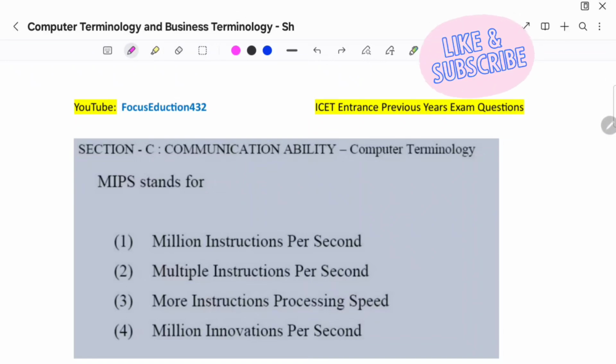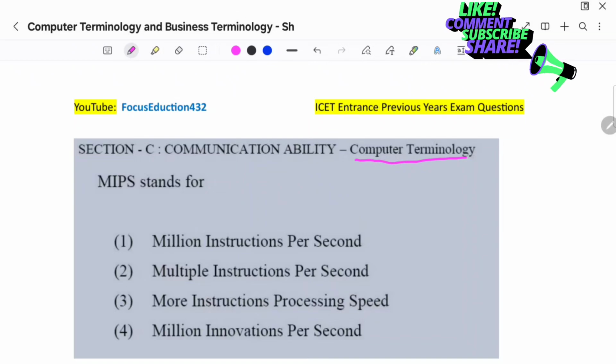The first question here is MIPS. Now, the questions are in computer terminology. MIPS stands for what? The correct answer here is million instructions per second. That means 1 million instructions will be processed in a second.